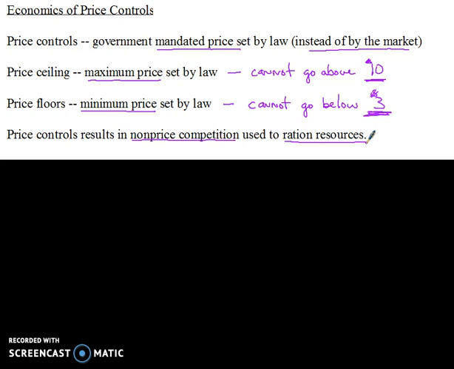One of the fundamental things that prices do is determine who's going to get resources, how resources are going to be rationed. If you pass a price control, that's going to interfere with that process, and we're going to end up with non-price competition. On the next couple of videos, we want to talk about what that looks like in practice. So let's take a look at what it looks like.